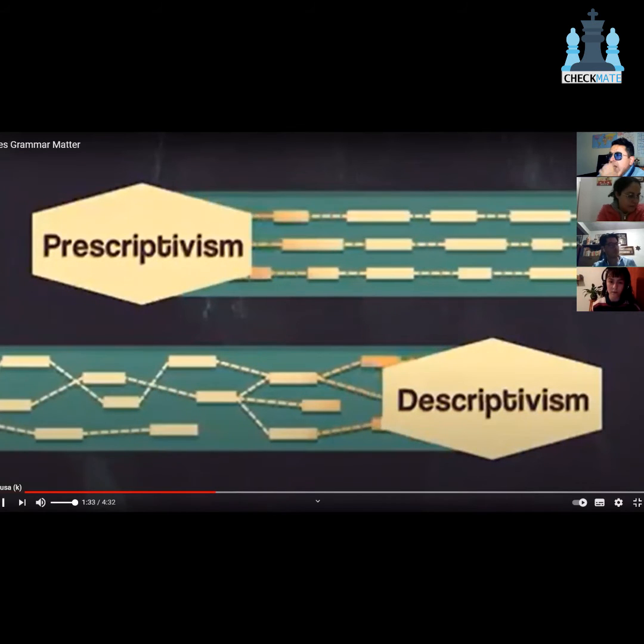What is the difference between prescriptivism and descriptivism? First, say the word. Prescriptivism, descriptivism. It's not easy. Prescriptivism. Prescriptivism, descriptivism. You understand the difference?